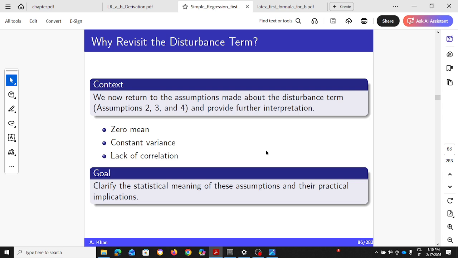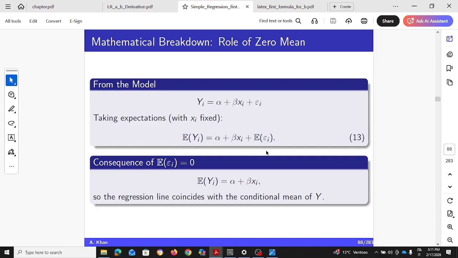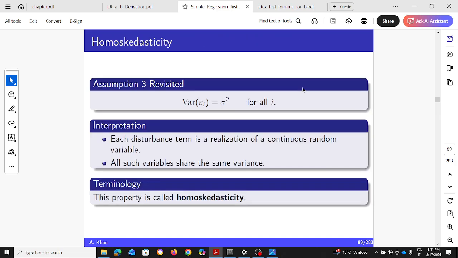Now, let's revisit our assumptions. We had 3 assumptions in the beginning. The first one was zero mean, then we have a constant variance, and then we have a lack of correlation. To clarify what this means, just as a reminder, the expectation of this should be equal to 0. We have some positive, some negative, so there should be no systematic dominance. The same holds for all the others.